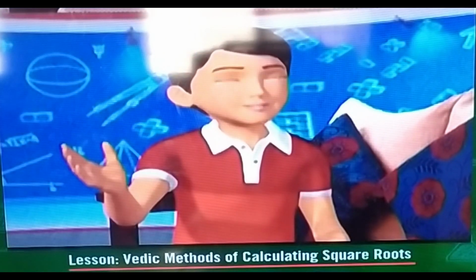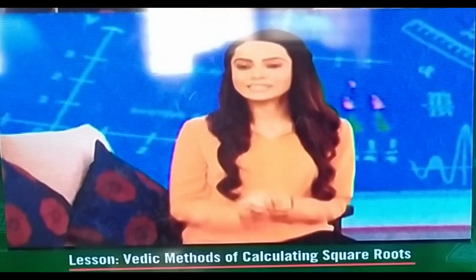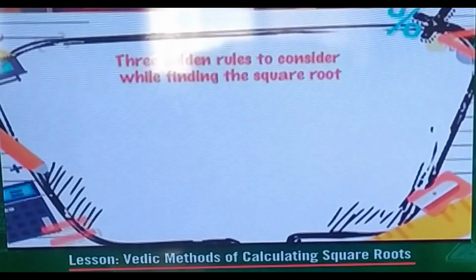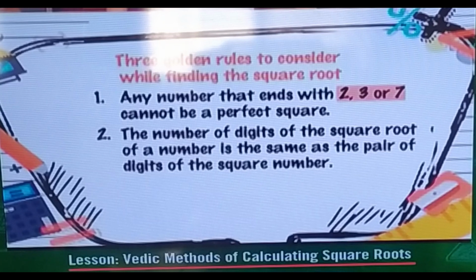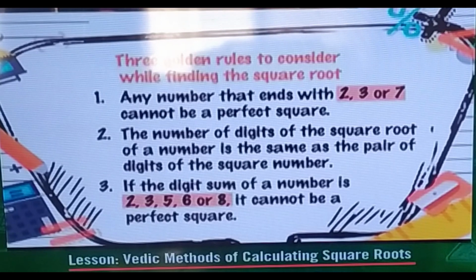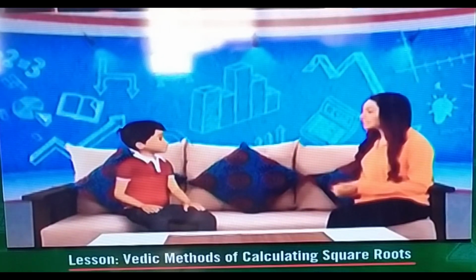That was indeed interesting. So Ronvi, you always need to keep in mind the 3 golden rules of finding the square root of a perfect square number. The 3 golden rules are: any number that ends with 2, 3 or 7 cannot be a perfect square. The number of digits of the square root of a number is the same as the pair of digits of the square number. If the digit sum of a number is 2, 3, 5, 6 or 8, it cannot be a perfect square.